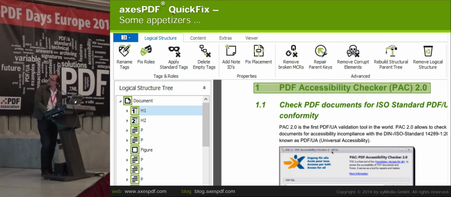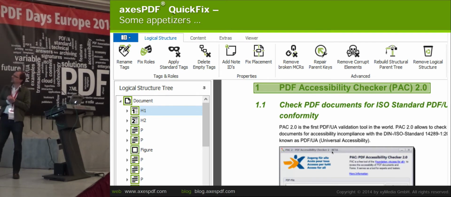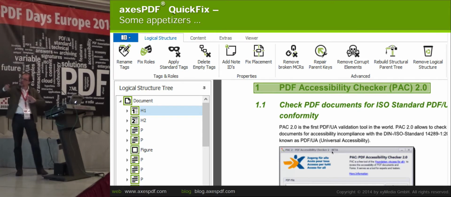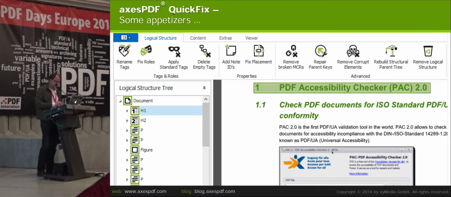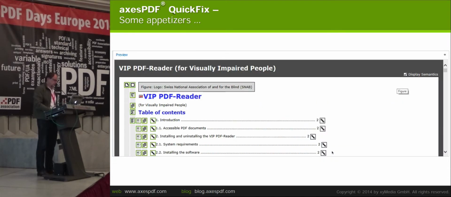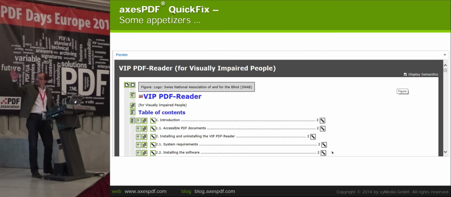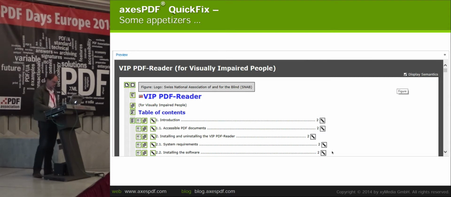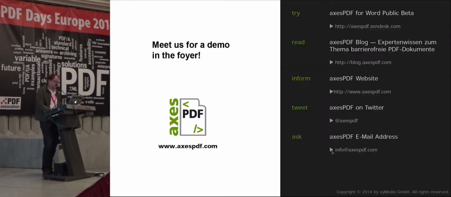I show you here the ribbon logical structure, where there are a lot of one-click fixing buttons, for example, fix placement, add note IDs for notes, footnotes, endnotes, and so on. And there's also the simplified structure view integrated. You can check it visually, the human check. It supports the human check of an accessible PDF. You can check the language changes in your document there. You can check the text, the structure elements, the reading order, and so on.